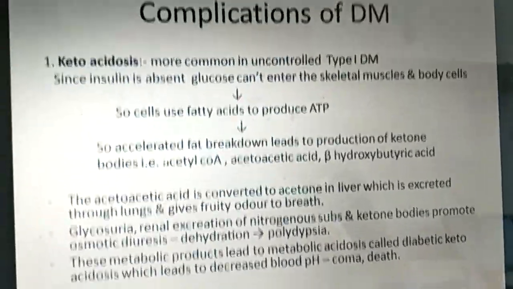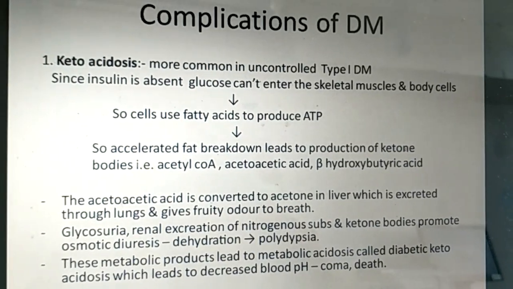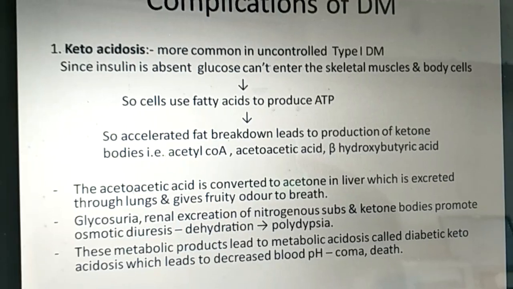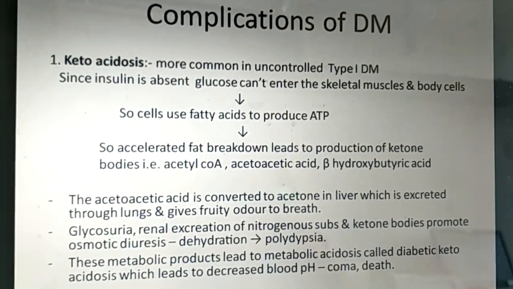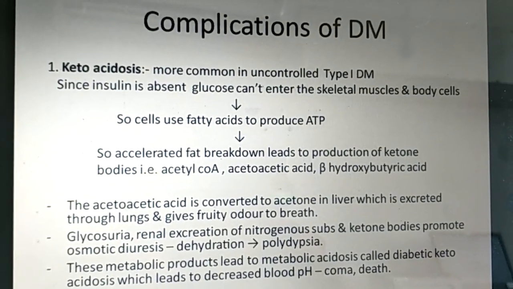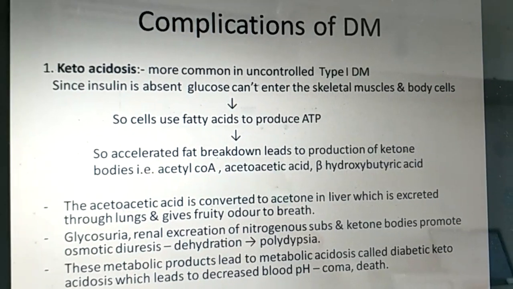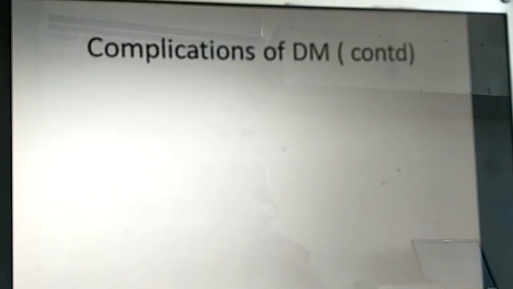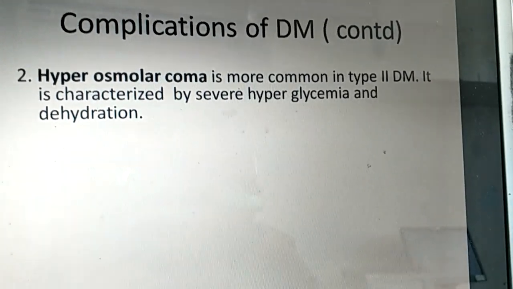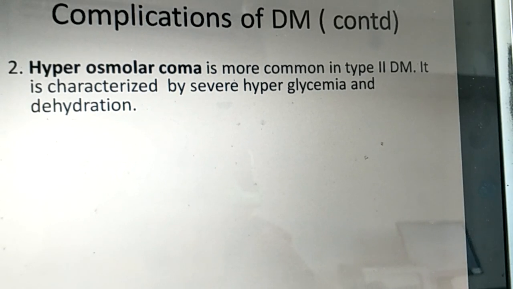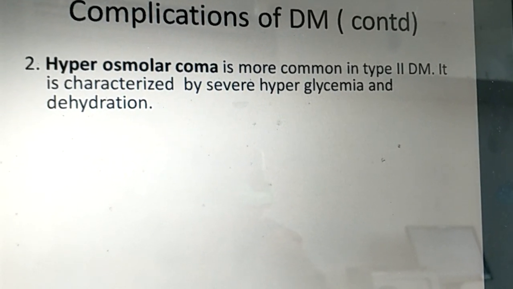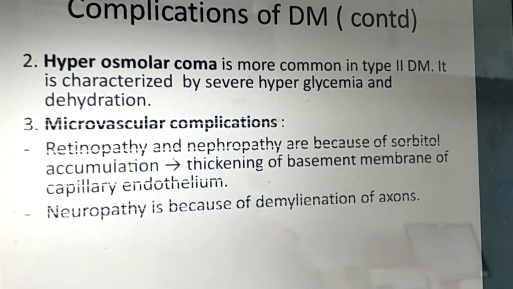First and foremost, among the complications, though it is not very common in type 2, ketoacidosis is common in type 1, and it is precipitated by any sort of stress, infection, trauma, or surgery. Other complications include hyperosmolar coma. It is more common in type 2 diabetes, with severe hyperglycemia and dehydration.